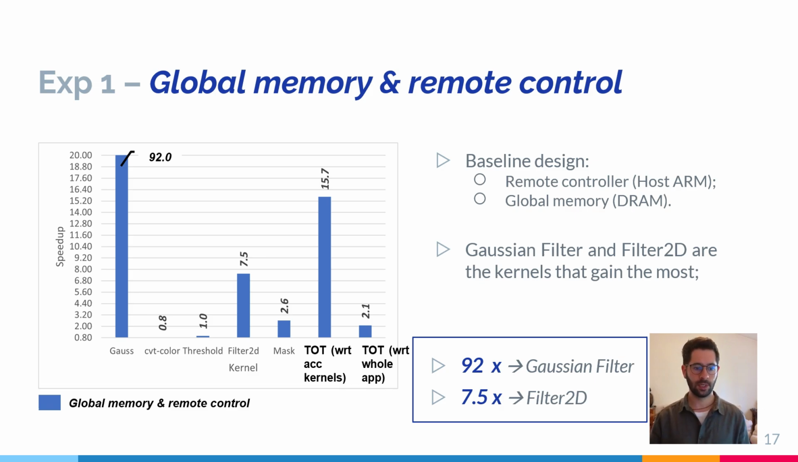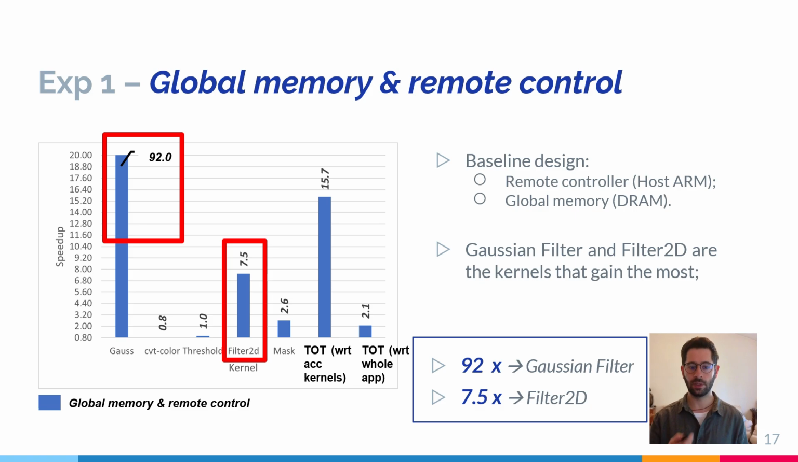Here we can notice that Gaussian filter and filter 2D are the kernels that benefit the most compared to the others, achieving 92 times and 7.5 times speed up compared to the software execution. Then the total speed up of the application, considering also software kernels, is 2.1 times, while the average speed up of the accelerated kernels is 15.7 times.